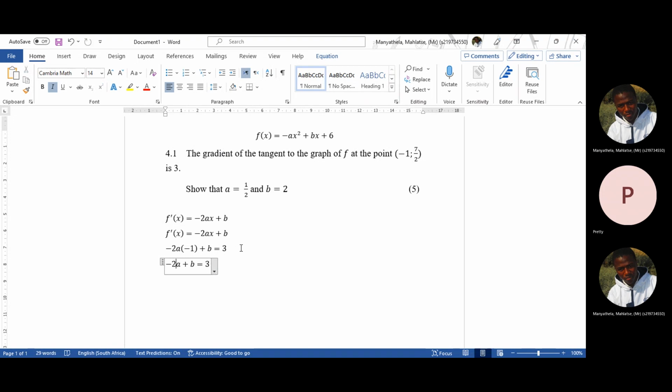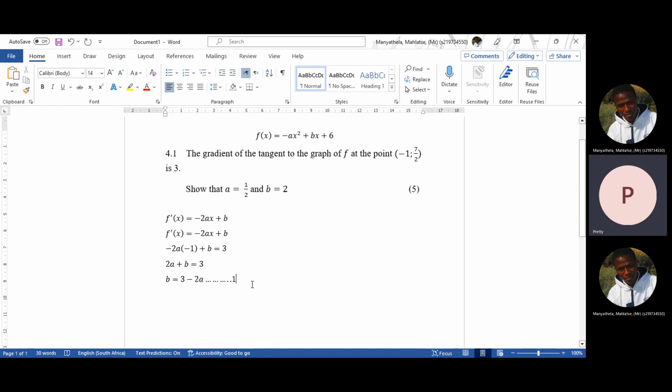So +2a plus b equal to 3. Let's make b the subject of the formula. We take 2a and transpose it. When it crosses the equal sign it becomes negative, and we remain with b. So b equal to 3 minus 2a. Then we can say this is our equation 1.